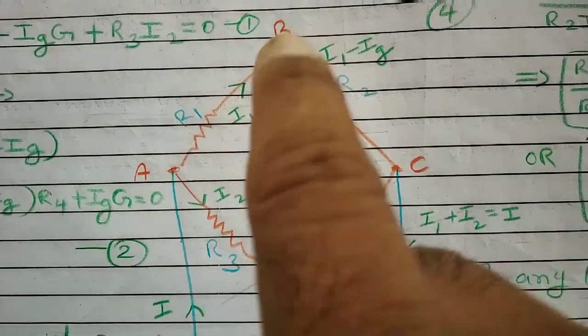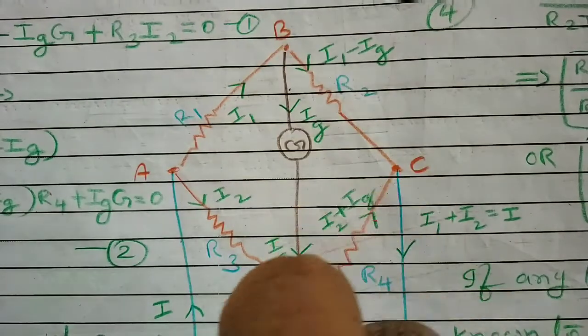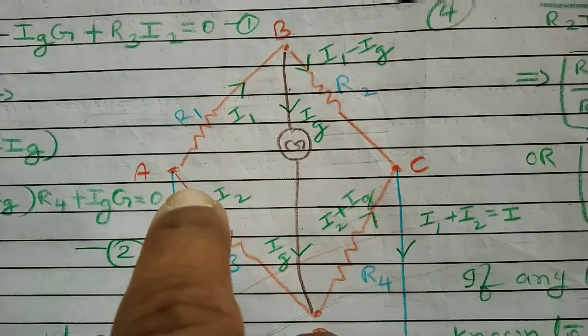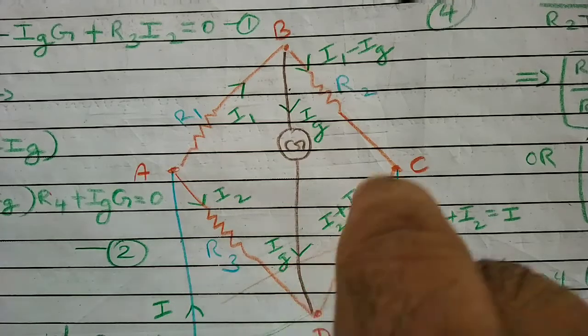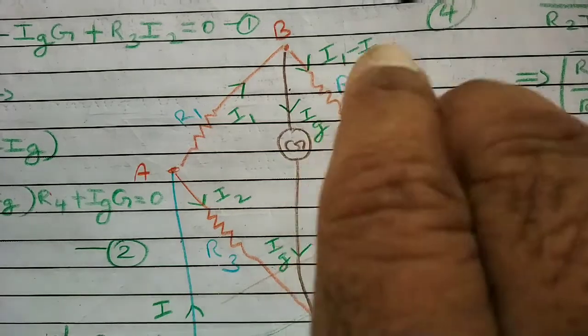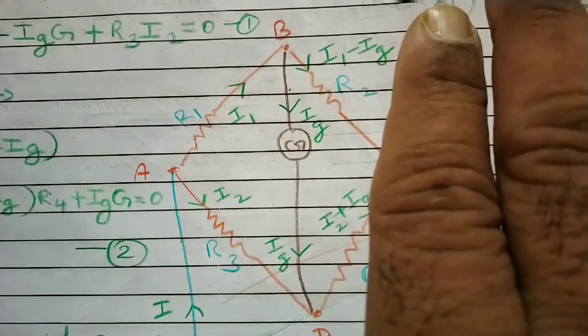This is one arm R1 between A and B. This is another arm R2 between B and C. This is the third arm between A and D, R3 resistance. Between D and C, R4 resistance. In that way, four resistors are connected. This is called Wheatstone's Bridge.